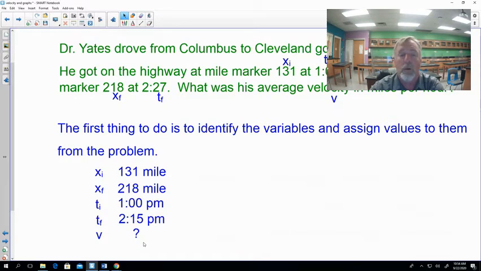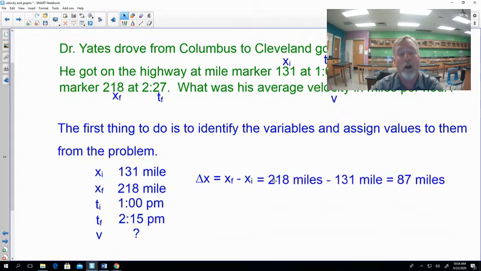So we look at our equation and we know that V equals delta X over delta T. So we need to calculate delta X. How are we going to do that? Delta X is XF minus XI. Take our final position and subtract our initial position from it. Our final position was 218 miles. Our initial position was 131. So we're going to subtract those two and we're going to get a total change in distance of 87 miles. Change of position of 87 miles.